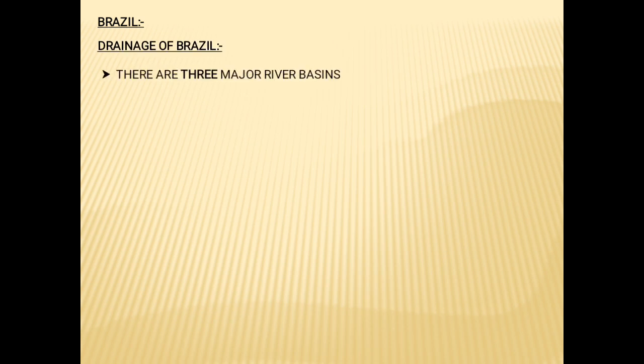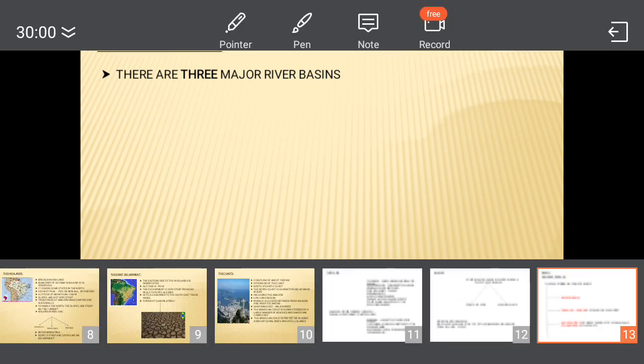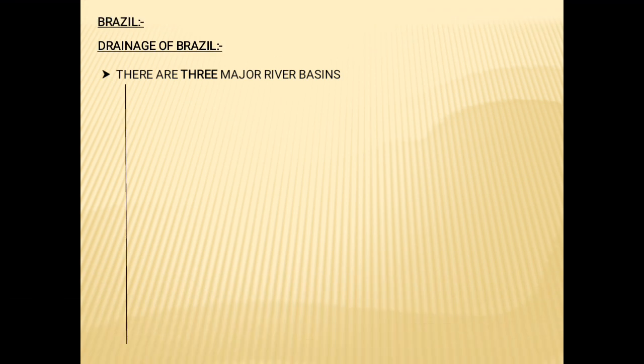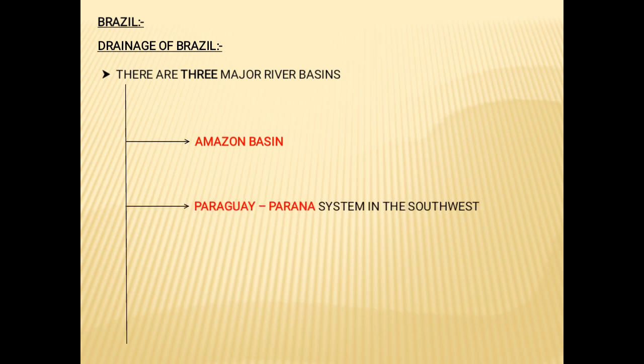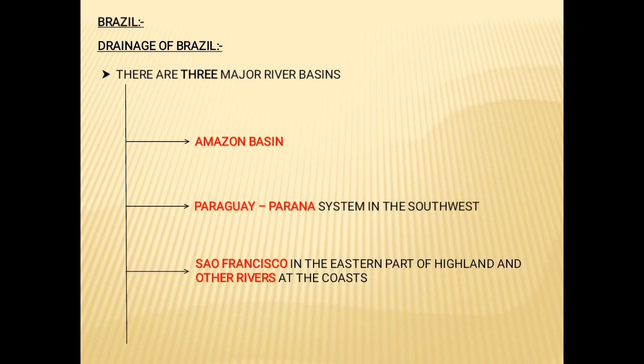Now we study the drainage of Brazil. As far as the drainage in Brazil is concerned, there are three major river basins. First, the Amazon basin. Second, the Paraguay-Paraná system in the southwest. And last, the São Francisco in the eastern part of the highland and other rivers at the coast. Let's study about the Amazon basin.